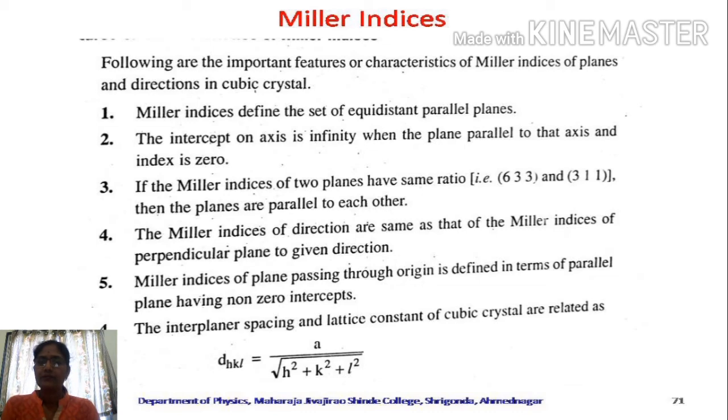Then next, interplanar spacing and lattice constant can be found with the help of the Miller index. There is a formula d is equal to a upon square root of h square plus k square plus l square, and if we substitute either the value of a or d along with HKL, one can find either d or a. It means that it helps to find the crystal structure of the crystal. Therefore, Miller indices play an important role in the field of crystallography.